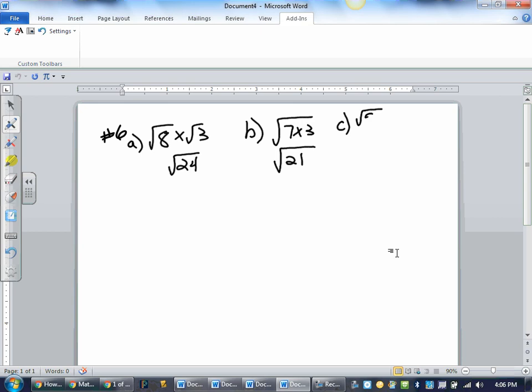How about when it's divide? Does that confuse you? Don't let it confuse you. You can just divide the radicals. Root 50 divided by root 10 is root 50 divided by 10, which is 5. That's your answer for C.